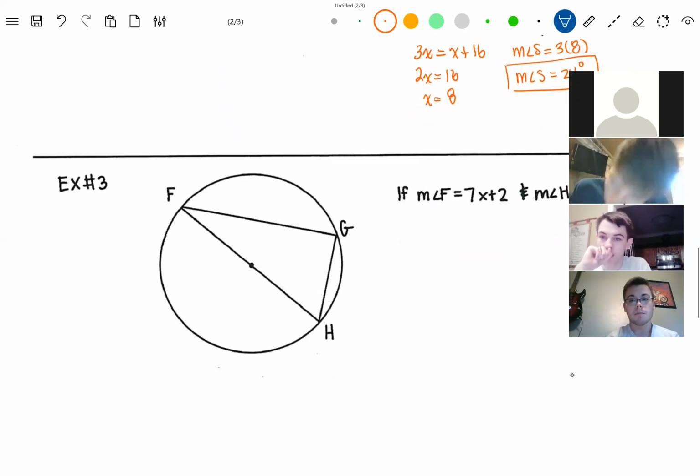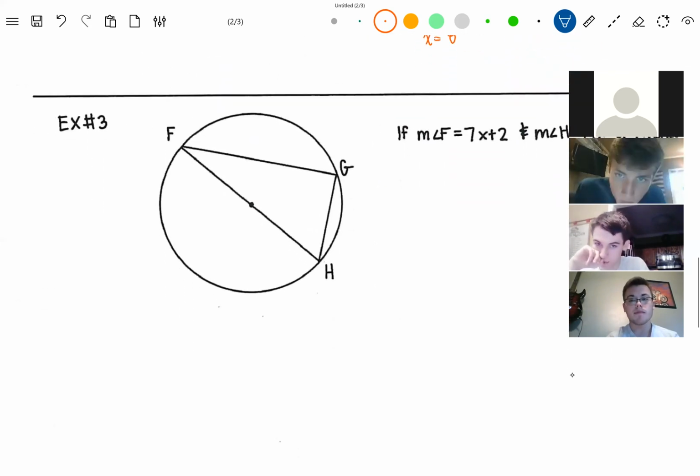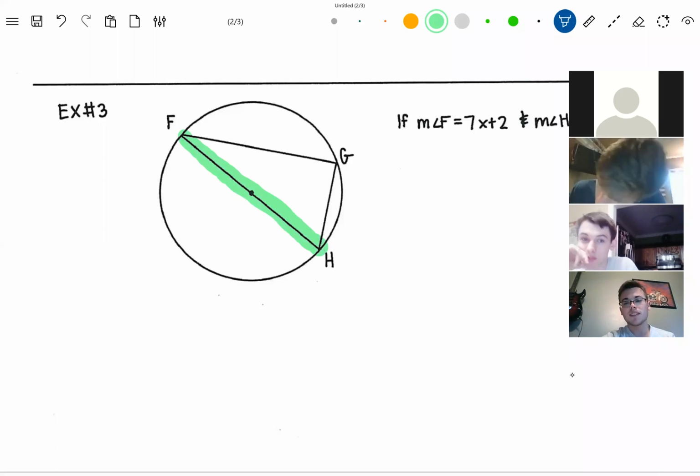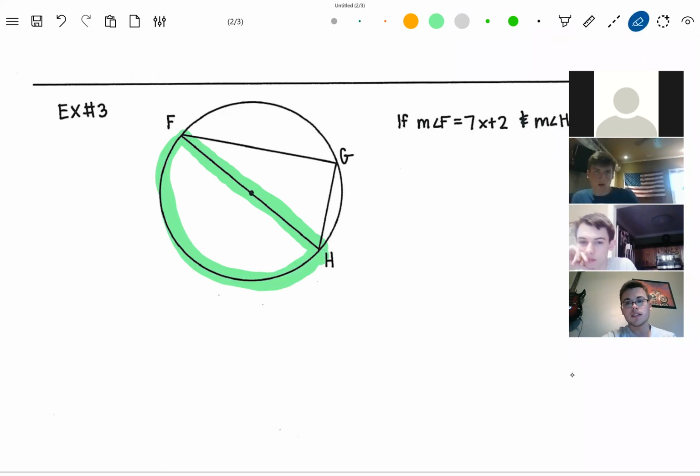Okay, number 3. I don't have any angles marked, but I do know that FH is a diameter because it's a chord. It has endpoints on the circle and it goes through the center. So FH is a diameter. Remember that, so this is a semicircle. This arc is a semicircle, and any inscribed angle that intercepts a semicircle is a right angle. So that means G is a right angle.